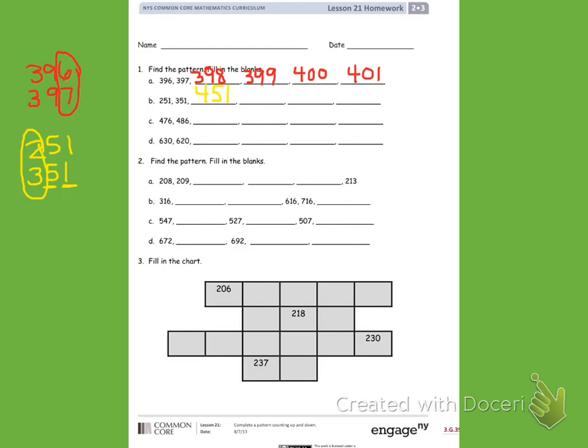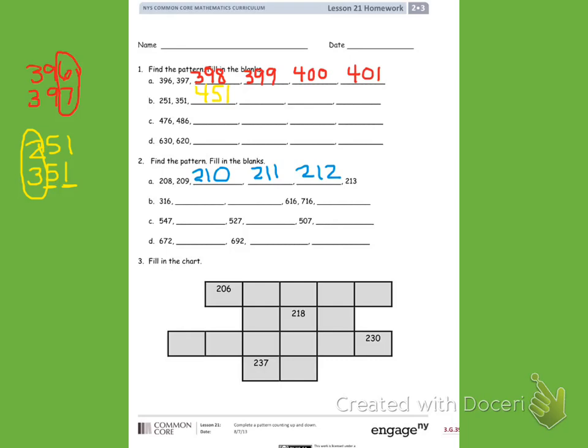Problem 2 says, find the pattern, fill in the blanks. Looking at number 2A, I see the numbers 208, 209. Looking at 208 and 209, I can see that the number that changed is in the ones column. 208, 209, 210, 211, 212, and 213.